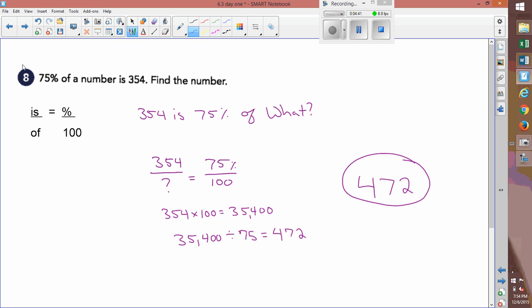75% of a number is 354. Find the number. Okay, I broke it down into another question. 354 is 75% of what? Set it up this way. 354 over your question mark equals 75% over 100. Crisscross divide, you get 472.